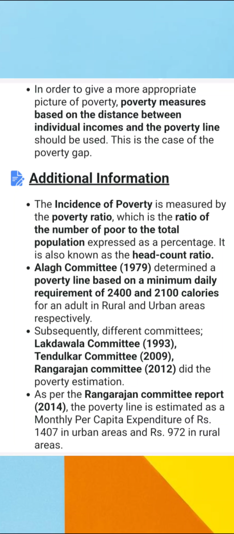Subsequently, different committees, Lakdawala Committee 1993, Tendulkar Committee 2009, Rangarajan Committee 2012, did the poverty estimation. As per the Rangarajan Committee report 2014, the poverty line is estimated as a monthly per capita expenditure of rupees 1407 in urban areas and rupees 972 in rural areas.